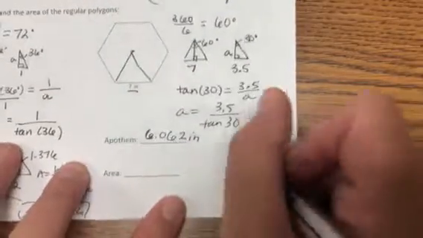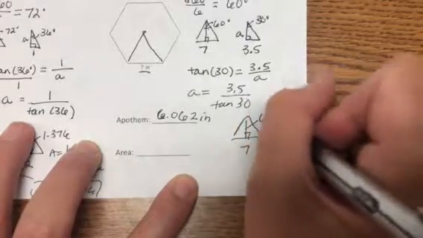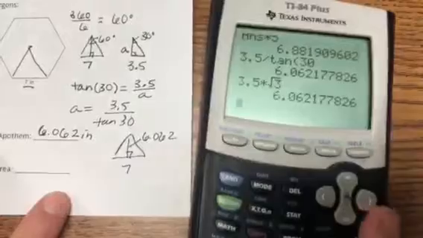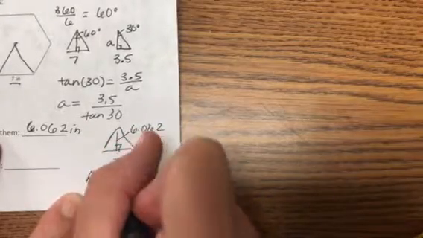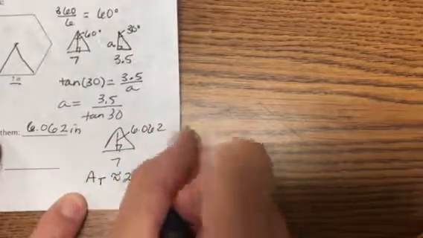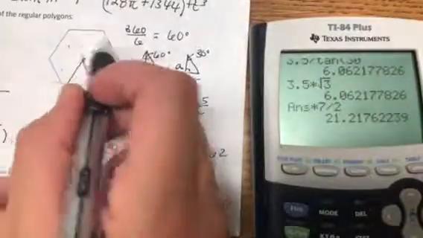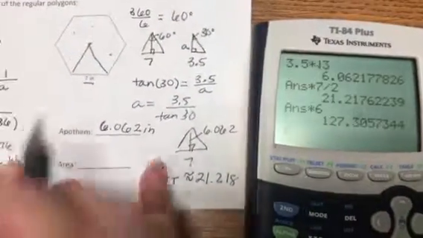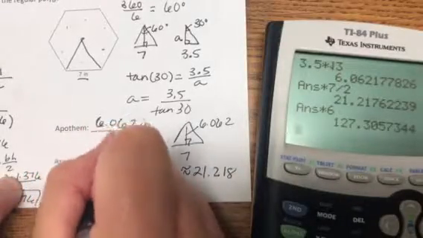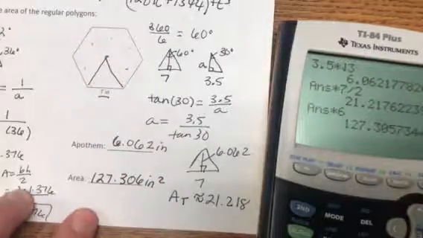All right, so then when I find the area of my triangle, I'm going back to the isosceles. The base is 7, the height is 6.062. I'm going to do base times height divided by 2. The area of one triangle is about 21.218. And since it's a hexagon, we're going to multiply that by 6 to get the total area. So my total area is 127.306 square inches. Don't forget about those units.